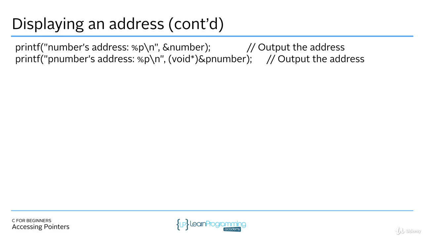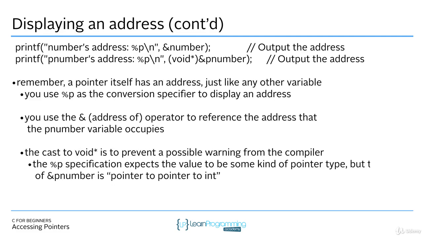If you want to print out the p number's address, you again would use the ampersand. That would be the address of the actual pointer. And you would have to use the void star to get around a warning. So remember, a pointer itself has an address, just like any other variable. It gets allocated when you declare it. You use %p as the conversion specifier to display addresses. You use the ampersand, the address of operator, to reference the address that the p number variable occupies. Right? That's the address of the pointer.